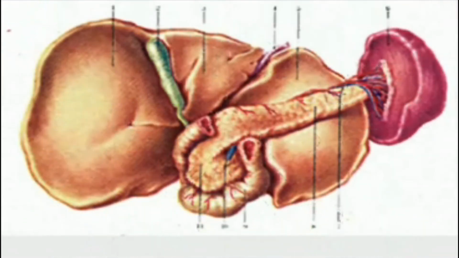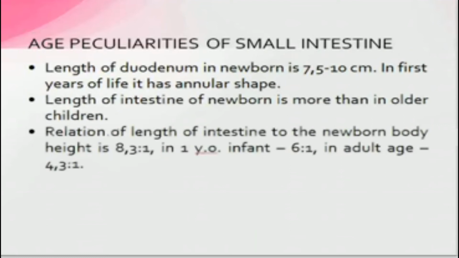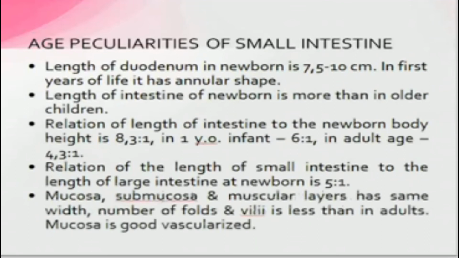Age peculiarities of small intestine. Length of duodenum in newborn is 7.5 to 10 cm. In first years of life it has annular shape. Length of intestine of newborn is more than in older children. Relation of length of intestine to the newborn body height is 8:1, in 1 year infant 6:1, and in adult age 4:1. Relation of the length of small intestine to the length of large intestine in newborn is 5:1.